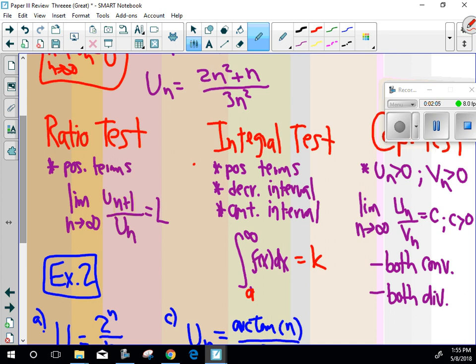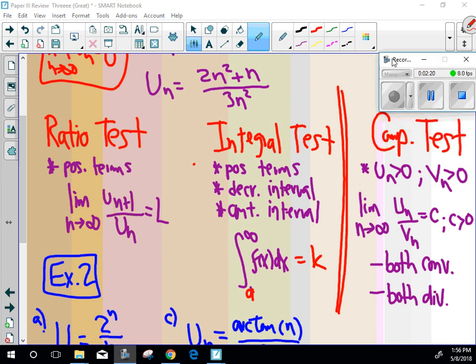And then we had another test, but it's kind of separate from all these. The flow chart is limit to infinity equals 0, ratio test, integral test. Those were the boom, boom, boom, flow chart. But we sometimes are asked to use the comparison test. So these are positive terms for u and v. You just take u over v.